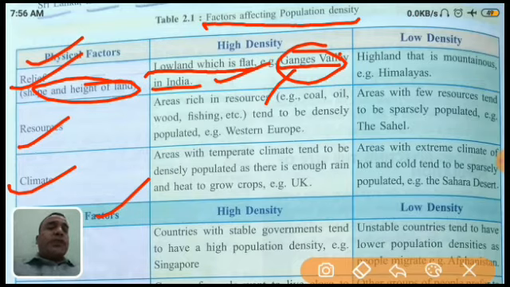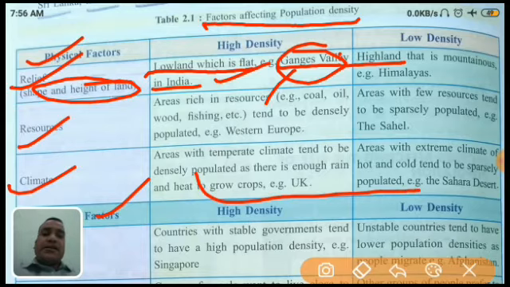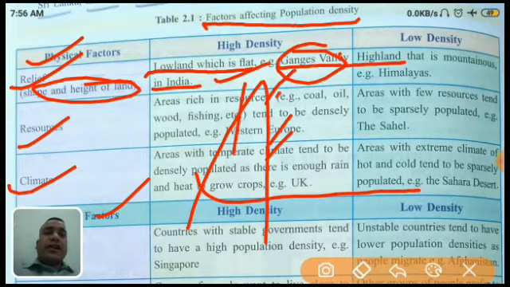Low density is in the high land. If it is low land, people can live easily. If it is high land, it is very difficult to live there. Like the Himalaya, and I am giving one example, Arunachal Pradesh. All the seven sisters in the eastern part, Assam, Meghalaya, Tripura, Mizoram, Nagaland, are states in which the population density is very low.